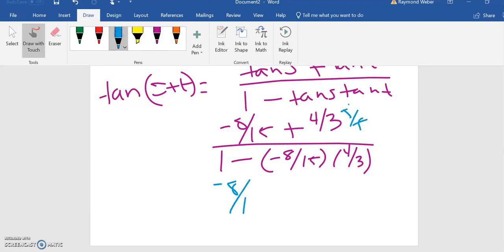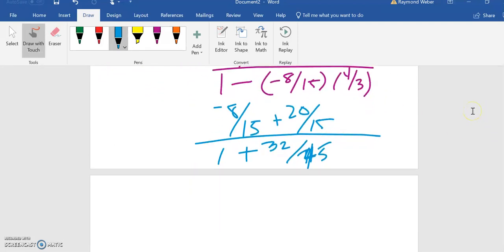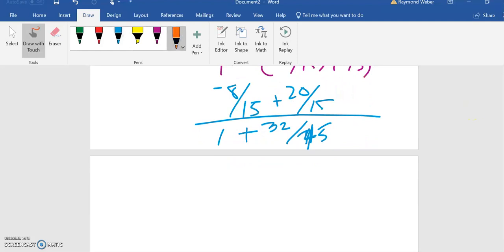So this is negative 8/15 plus 20/15. You can use your calculator, but I do expect a final answer that's in fraction form. So if you use it, make sure that you are using convert back. So this is going to become 32 over, that should be 75. No, 45. I don't know where I got 75. Okay. So at this point now I'm still cleaning up. So this on the top is going to be 12/15. And then this is 45 over 45.